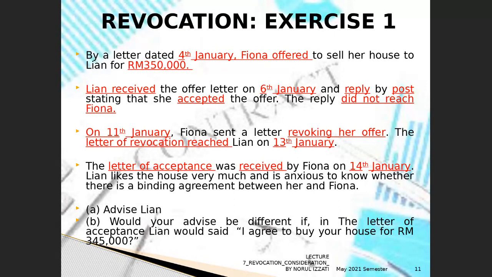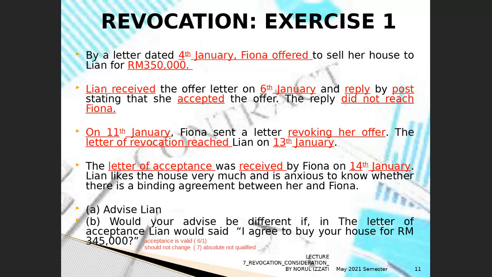Number one, you can say that the acceptance is valid earlier. Why? Because he sent the letter of acceptance on 6th of January. So your answer will definitely be different. Why? Because in receiving the offer, Lian should not change the term of the offer. This is according to section 7, 1 or 2 in the Contract Act. You can refer that the acceptance must be absolute and not qualified.